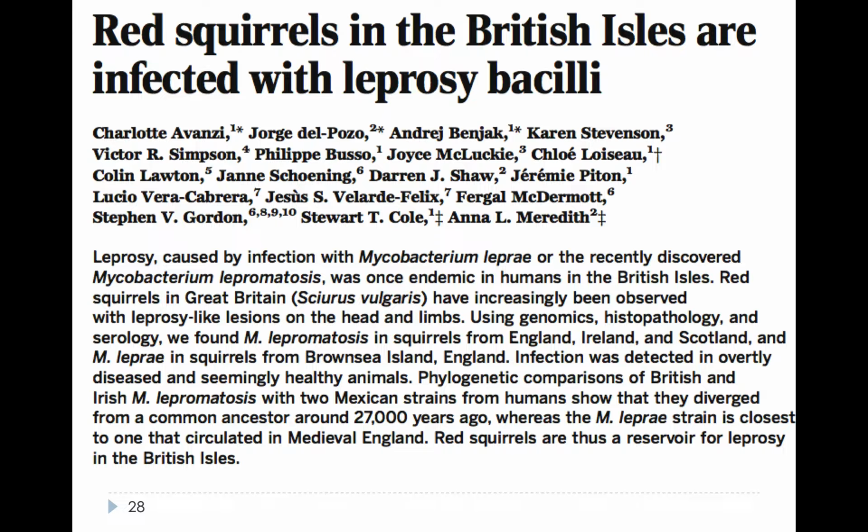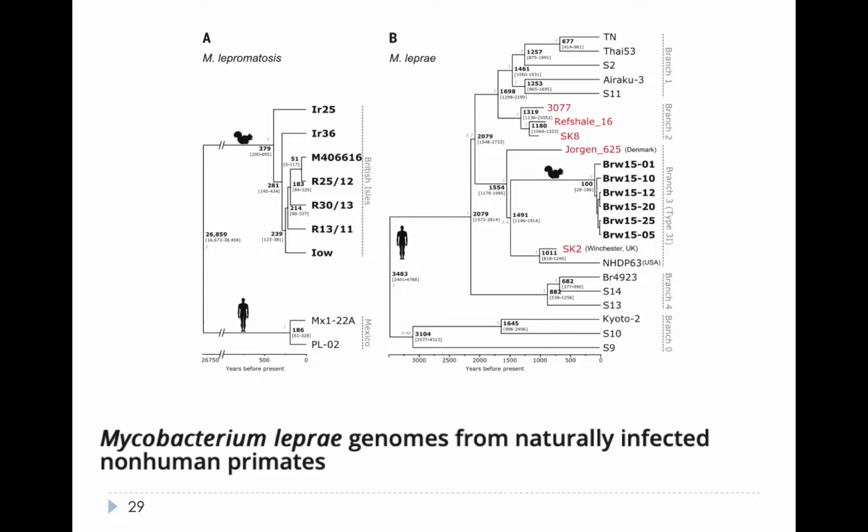So this is just amazing. And they said that there was disease, so it does appear to be a case associated with disease in these animals, but it was also found in some healthy animals. The British and Irish Mycobacterium lepromatosis strains are part of the same species, but they diverged 27,000 years ago. Whereas when they looked at the leprosy strains from squirrels, they found that they're actually quite closely related to the strains circulating in medieval England. So this is showing the phylogenies of the squirrel strains in Mycobacterium lepromatosis.